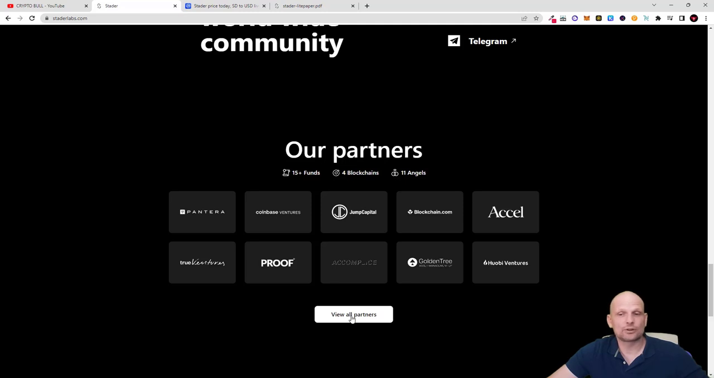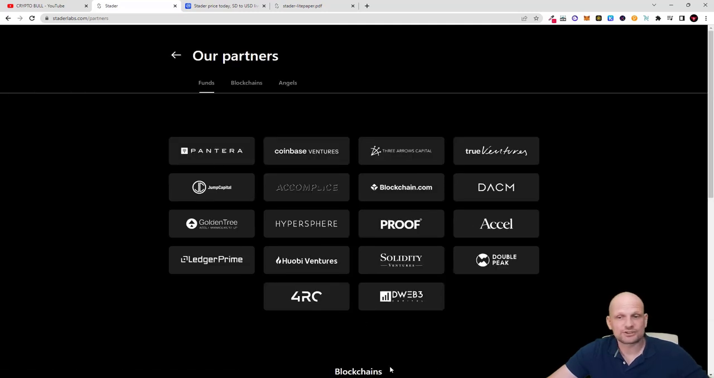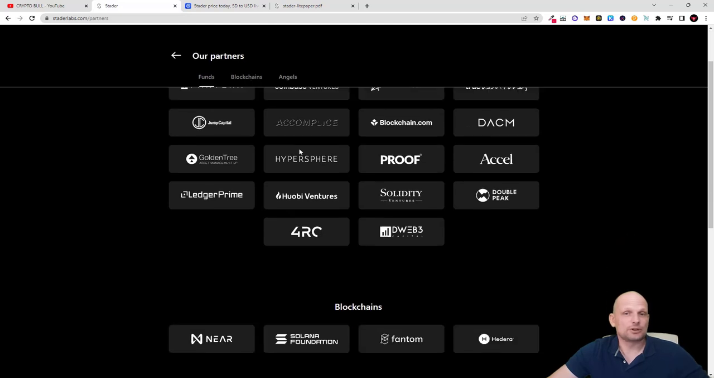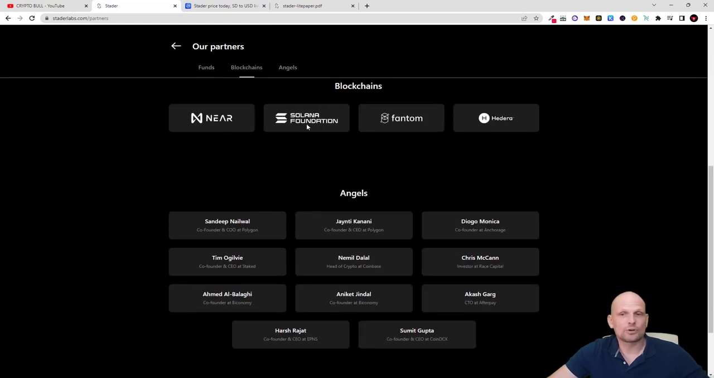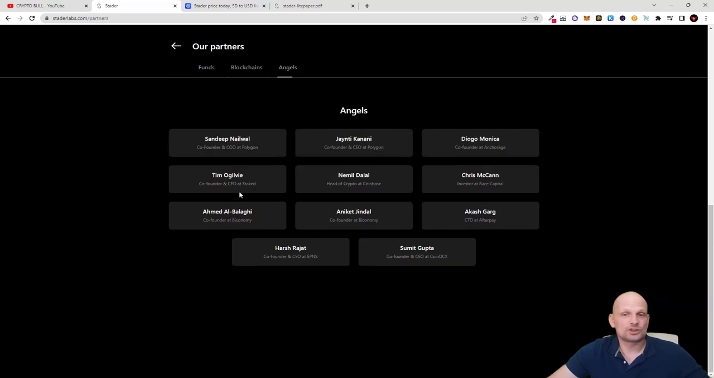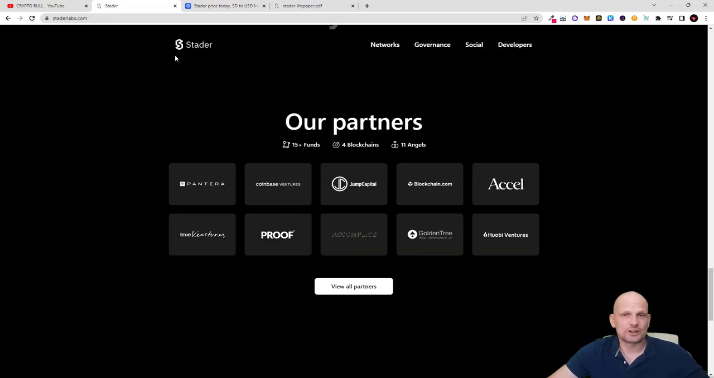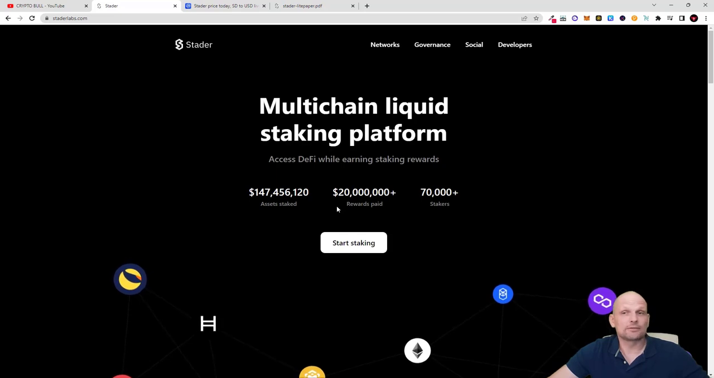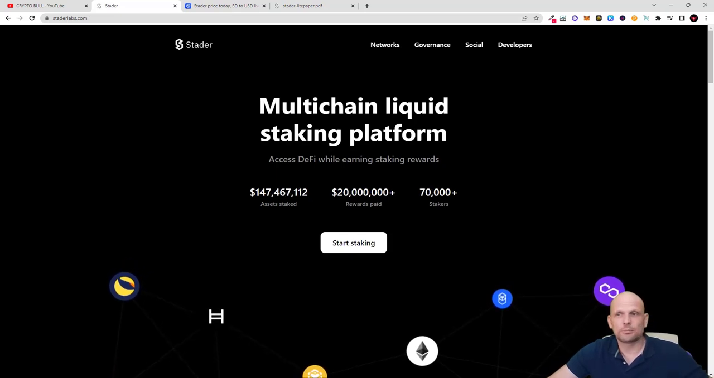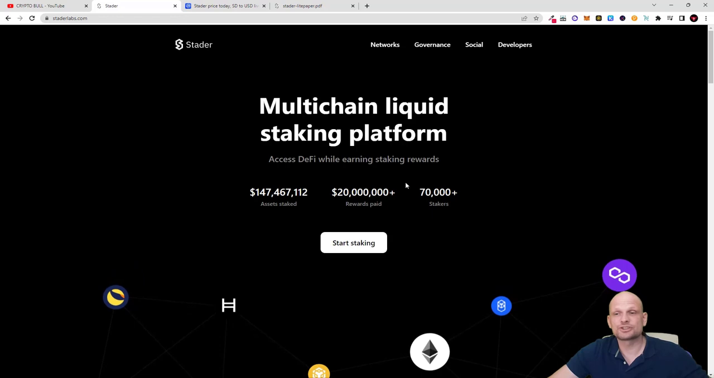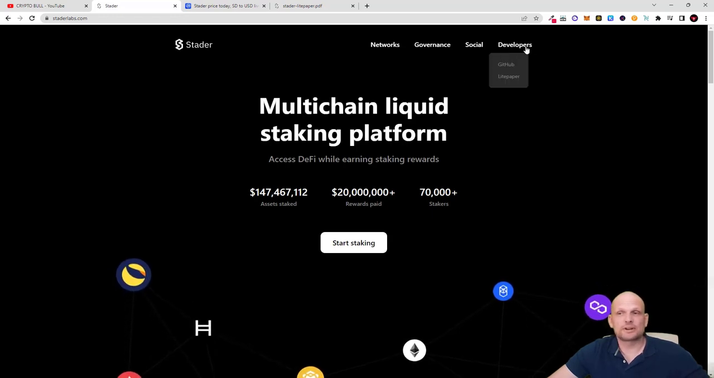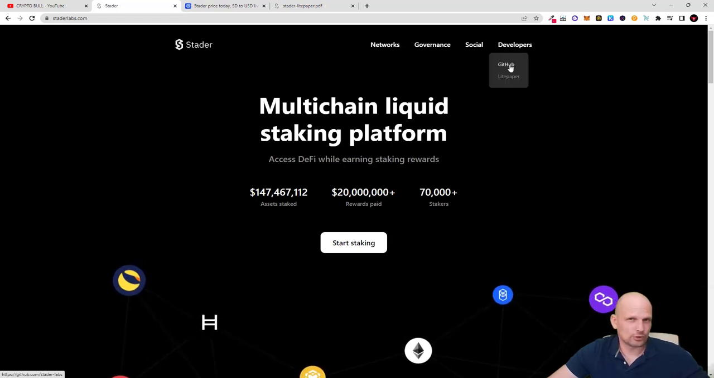Here you can click on view all partners, where you can see all partners, and also blockchains like Near Protocol, Solana, Solana Foundation, Phantom and Hedera. And here are also Angels, which are angel investors who have also invested in Stader protocol. Come in and check this out for yourself. But if you are interested in a more detailed and more technical view about what this project does and how it works, you can check out their white paper by hovering here on developers. You can go to GitHub.